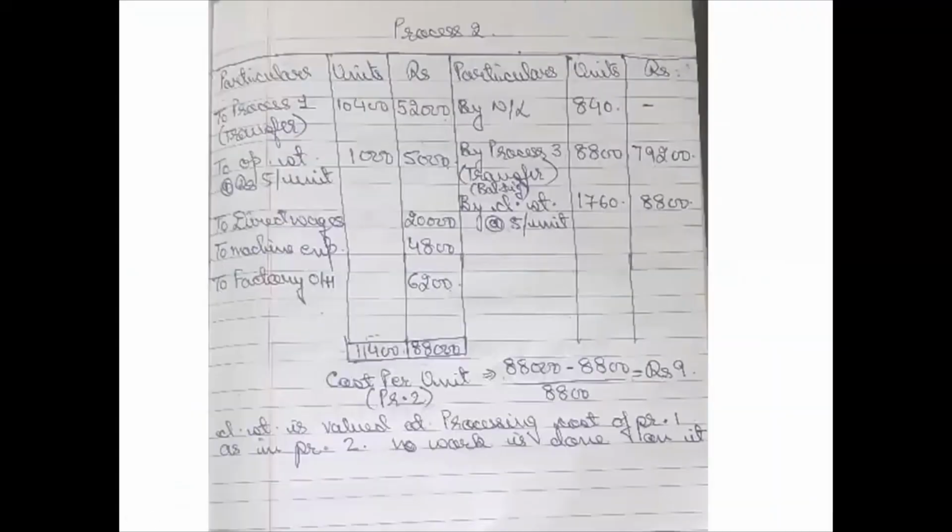Let's talk about how we are going to prepare the account for process 2. As you can see, it is again a T-shaped account, and here we are going to have the input quantities, and here we are going to have the output quantities. On the debit side, input quantities, on the credit side, output quantities. Same as before, we are going to make 3 columns, one for particular, another for units, and another for rupees.